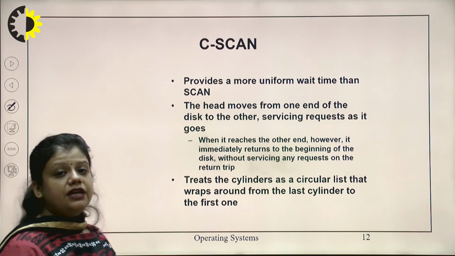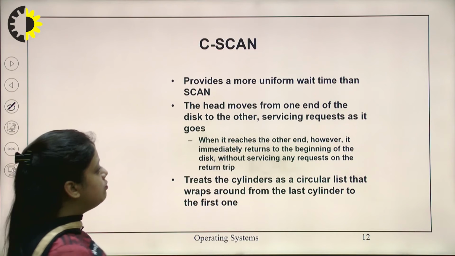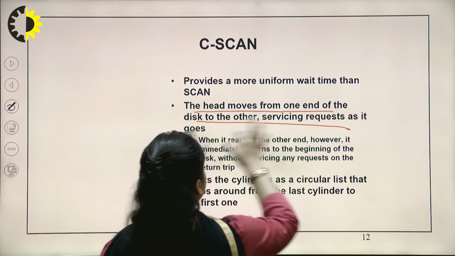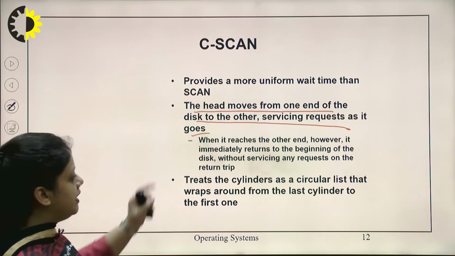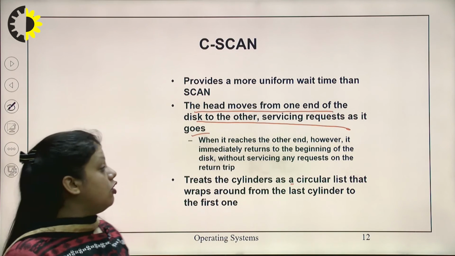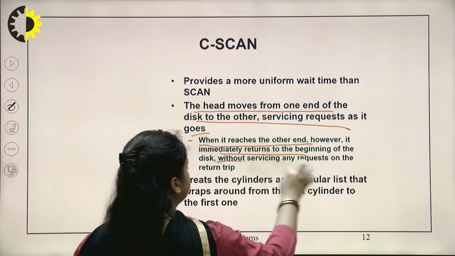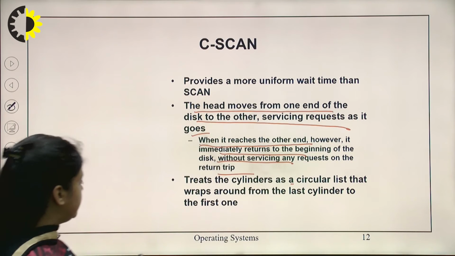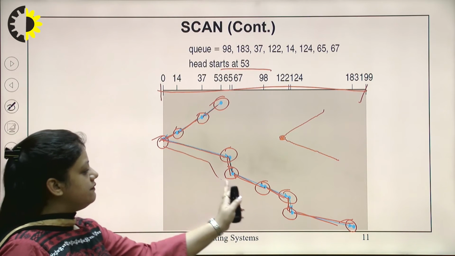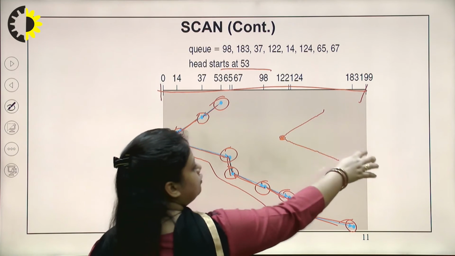Next is the C-scan. It will provide a more uniform waiting time than the scan. Here the head moves from one end of the disk to the other, servicing the requests as it goes. When it reaches the other end, however, it immediately returns to the beginning of the disk without servicing any requests on its return trip.